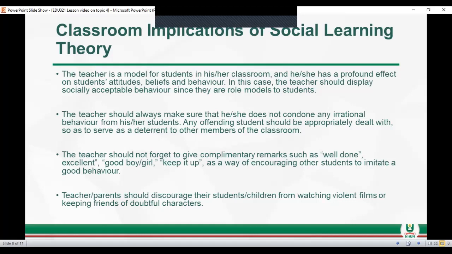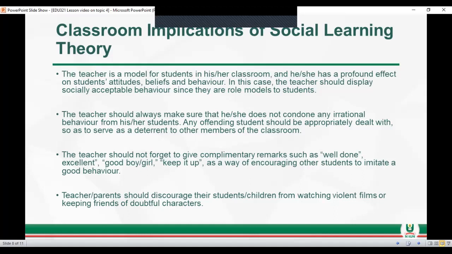Okay, the teacher should always make sure that he or she does not condone any irrational behavior from his students. Any offending student should be appropriately dealt with. The use of that word, appropriately dealt with, doesn't mean that you should punish severely. No, appropriately dealt with means you should use the appropriate form of correcting the behavior of that student.